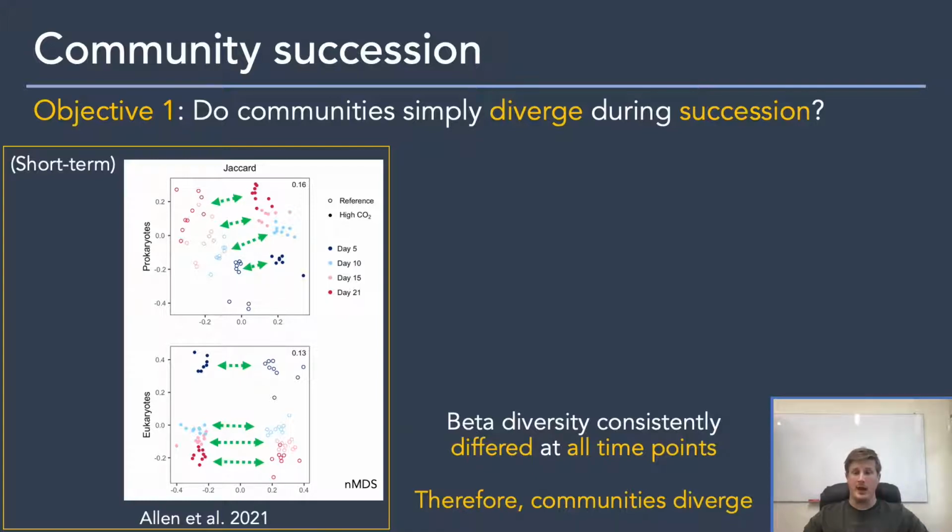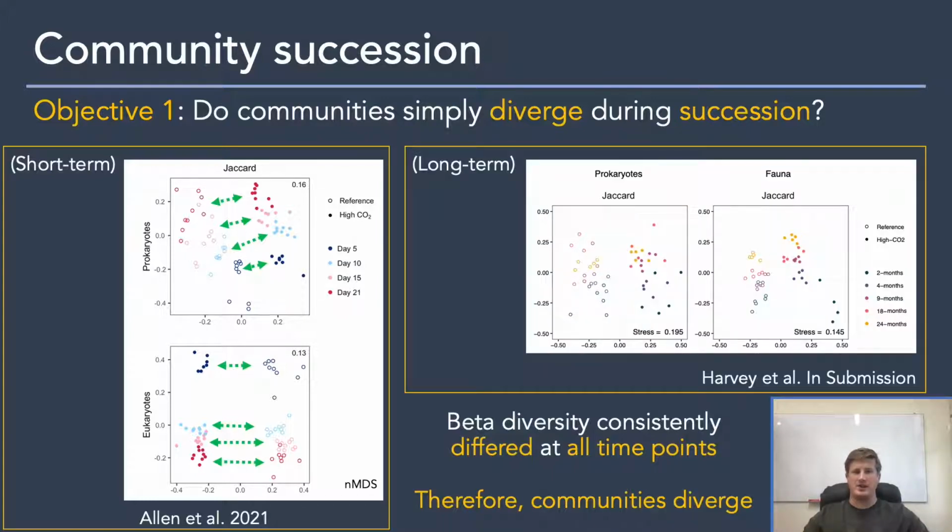With these graphs, if a point is close together, then the community is more similar, with the points that are further apart being more dissimilar. Here we have the reference shown in the unfilled circles and the high CO2 shown in the filled circles on the left. Now, as well as seeing the clear separation between the acidified and reference conditions, we could also see that there was some change over time as the community developed, showing that a similar direction was observed.